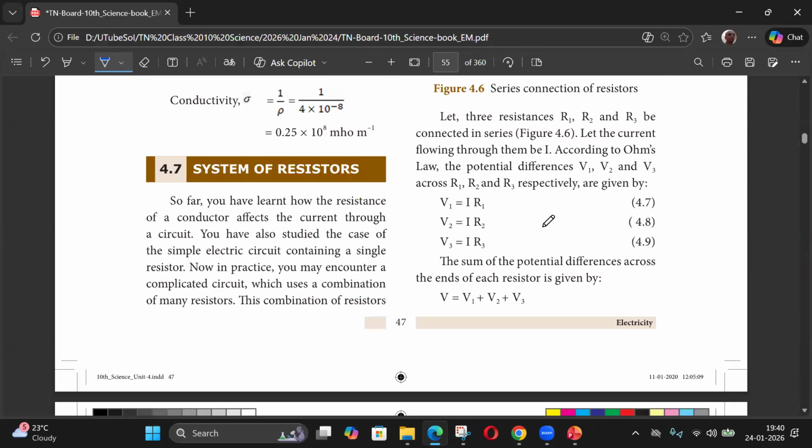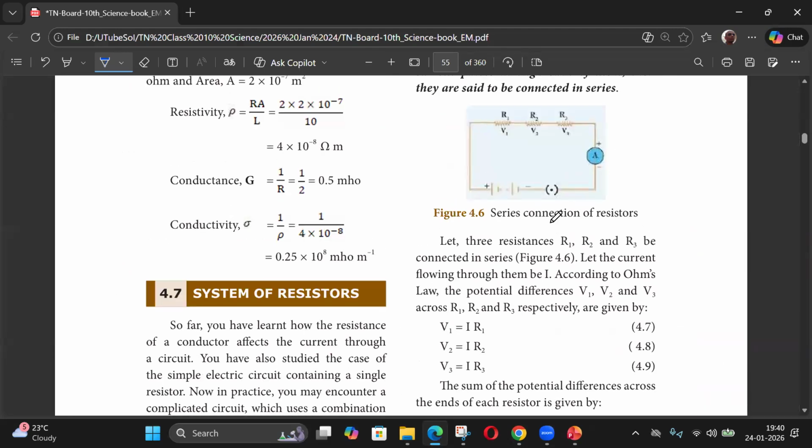So Ohm's law you can apply to individual resistors. V1 is the drop across the first one, and I is the current flowing through, the common current, which is the same for all. So I into R1. The drop across the second one is V2, it's I R2, and V3 is I R3.